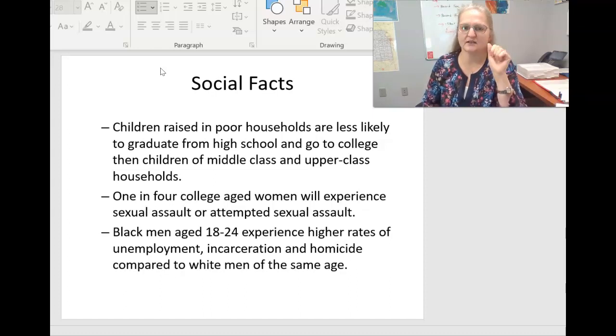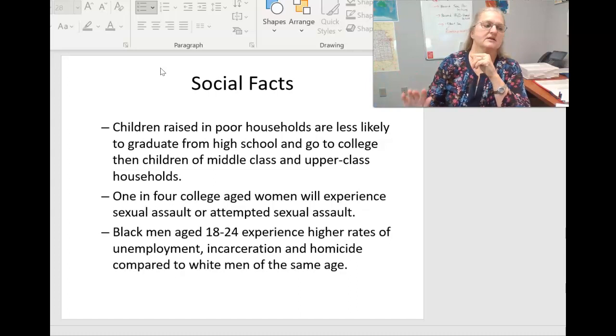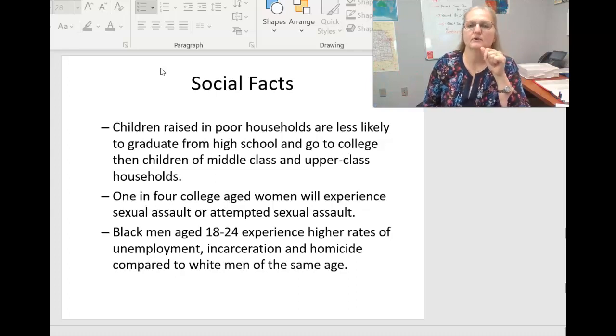Social patterns in the data are what we would call social facts. Social facts are simply patterns in the data. These are not statements of opinion. They're just what we find when we count. And sociologists are really good at counting. When we count, this is what the data tells us.